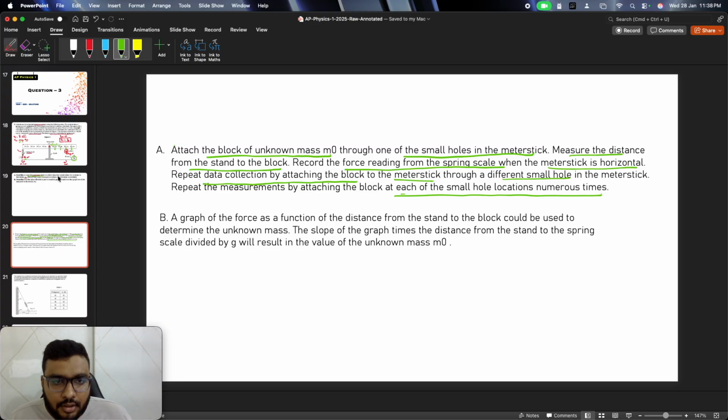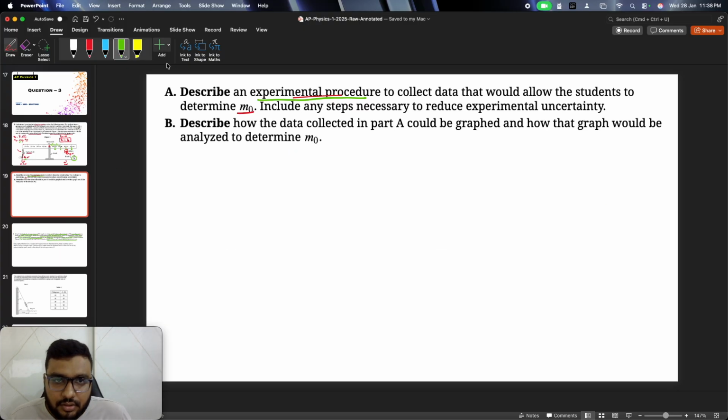Okay. Now moving to the next one, what does it say? How the data collected in part A could be graphed and how the graph would be analyzed to determine the value of m naught. Okay, so how can we graph it and how can we utilize the data?